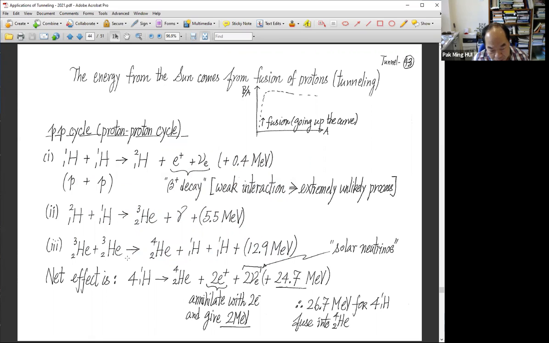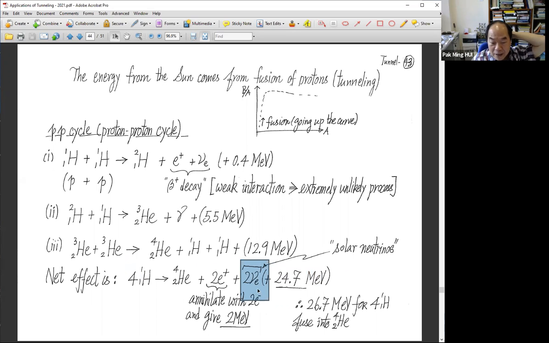And then we have this process that can give us some energy. This is what we relied on for supporting life on Earth. But in physics, we also like this neutrino. These are called solar neutrinos. But this is a separate story.